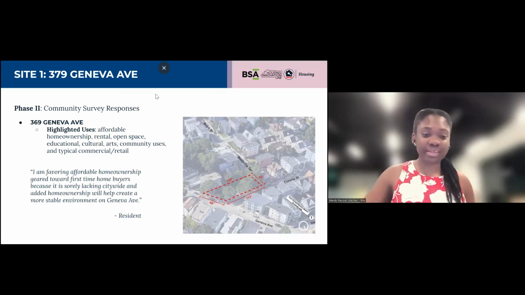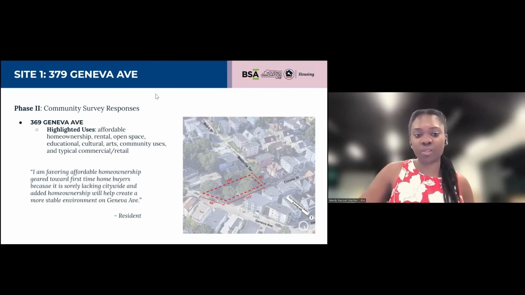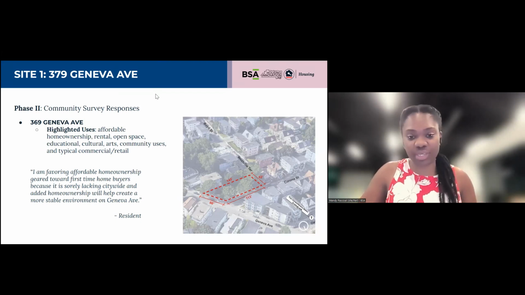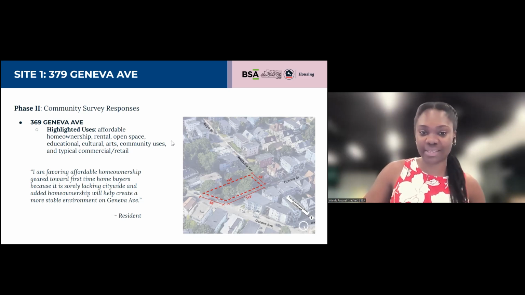Okay. And when it came to the survey responses specifically, we noticed that folks had really called out affordable homeownership as something to consider, in addition to rental, open spaces, and other community uses. And we also wanted to pull out specific quotes from the survey responses. So I'll just read the one that's on the screen now, which says, "I am favoring affordable homeownership geared towards first-time home buyers because it is sorely lacking citywide, and added homeownership will help create a more stable environment on Geneva Ave." All right, and I'll pass it back to Julio to talk about the next site.